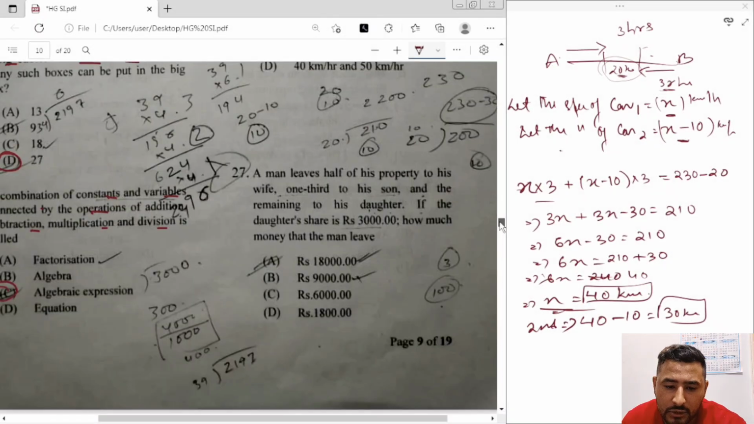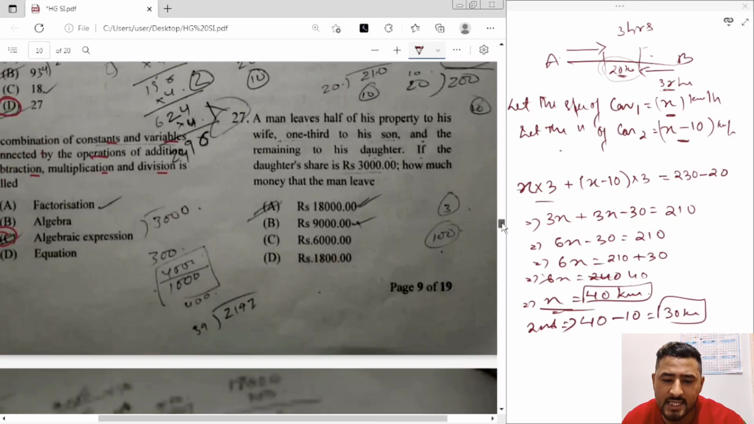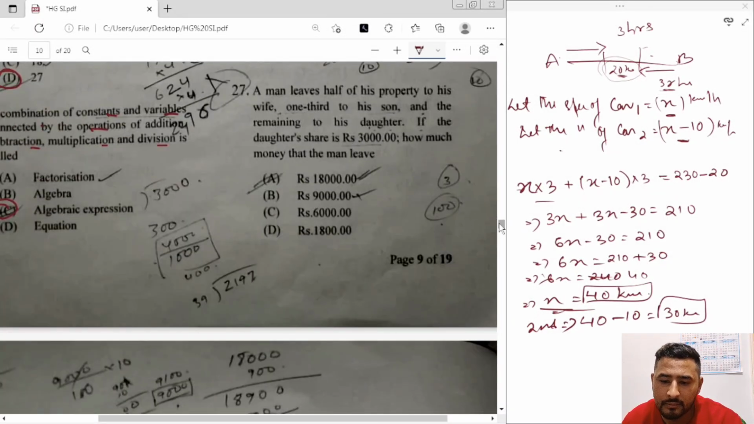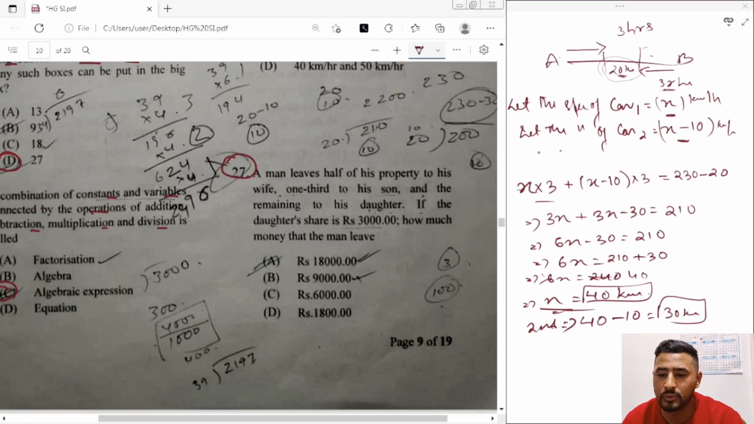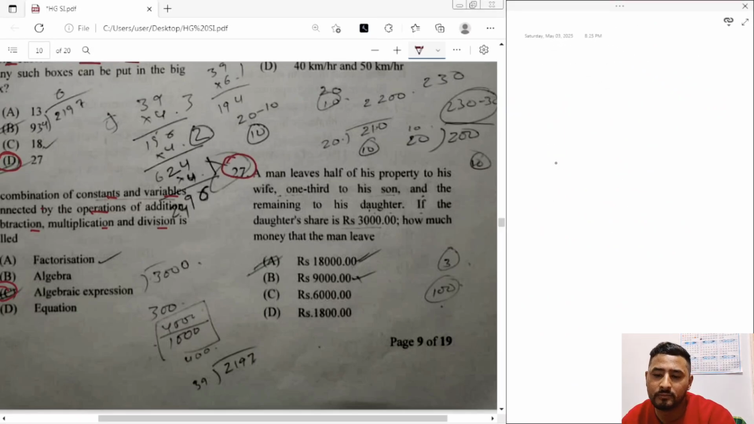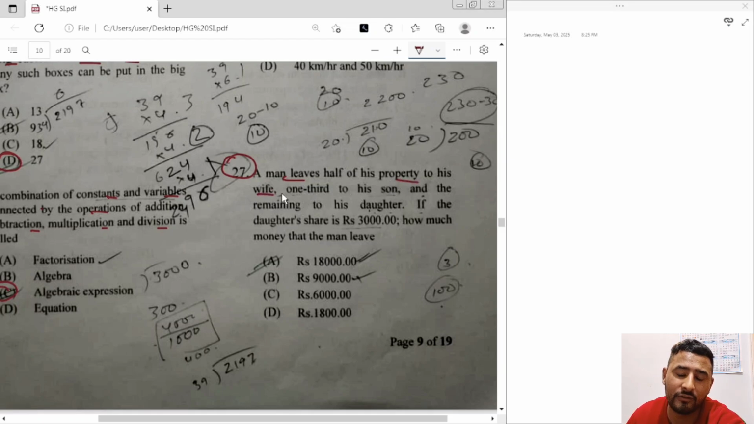Okay, so let's go. Next question will be 27. Let's see question number 27. A man leaves half of his property to his wife, 1/3 to his son, and the remaining to his daughter. If the daughter gets 3,000 rupees, how much money did the man leave?